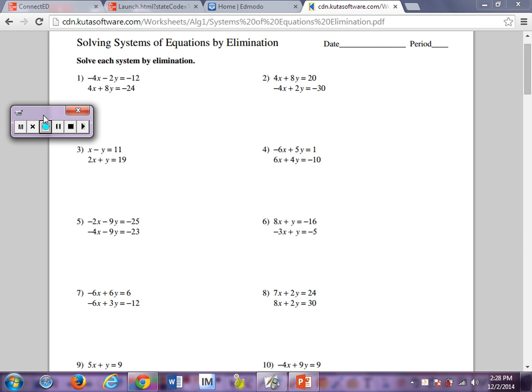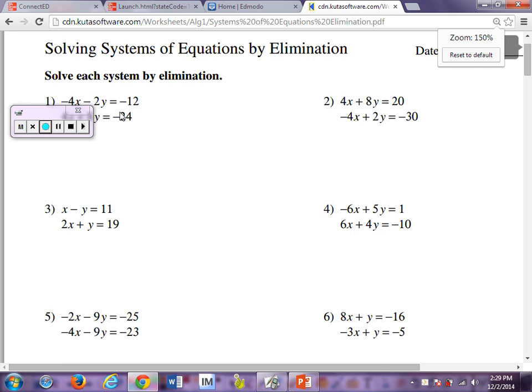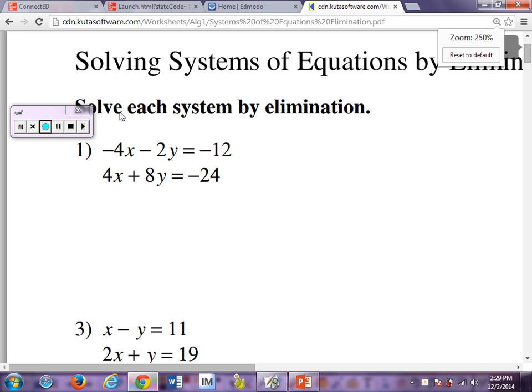Now, today's topic is solving systems of equations with elimination. I'm going to go ahead and blow up the screen a little bit so we get a better view and I can help you. Now, let's go ahead and look at problem number one.